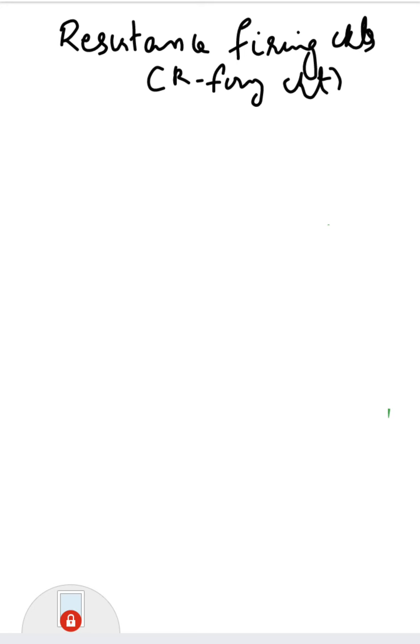There are two types of firing circuit in R. First, you can control only the half wave of the input cycle, or you can control the full wave of the input cycle. First I will be explaining the half wave controller. Later we can study the full wave controller. So R is the half wave triggering circuit.